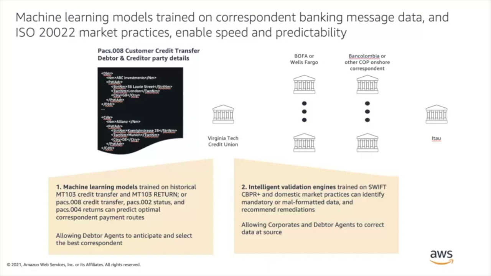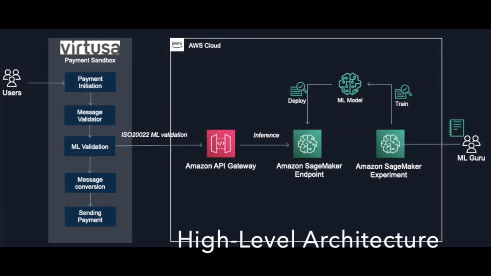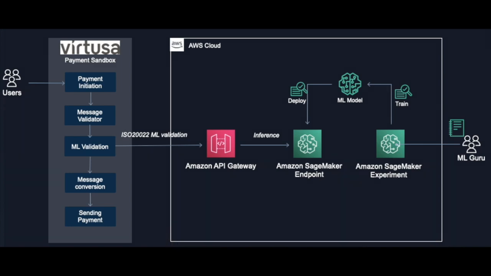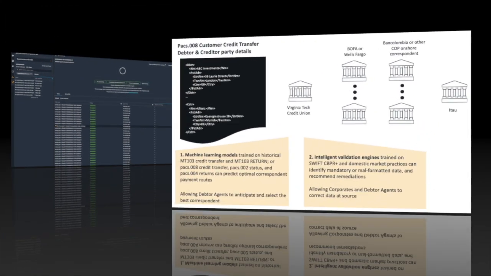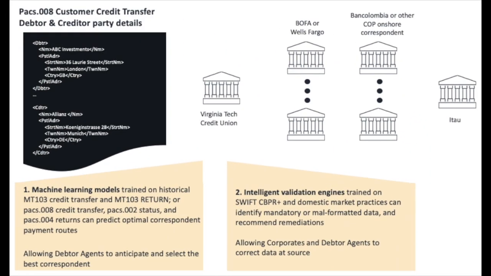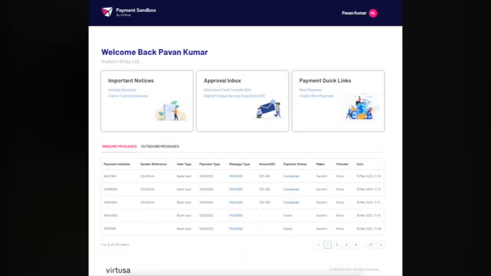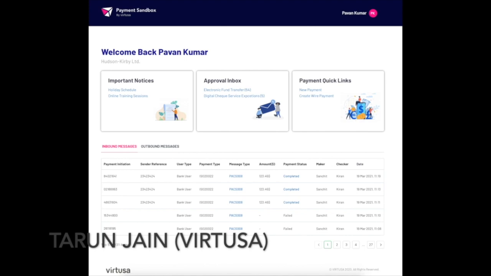For our hackathon implementation, we have implemented this AI engine using the AWS SageMaker machine learning framework, exposed over an API and integrated with the Virtusa payment sandbox. When presented with a pain.001 payment initiation or pacs.008 customer credit transfer message, based on the structure and completeness of the data in the debtor and creditor postal address fields, the service can (A) predict the likelihood of success when choosing a particular correspondent payment route, and (B) recommend changes to those fields to improve the speed and predictability of payment processing. So let's see how the solution operates with an example pacs.008 message.